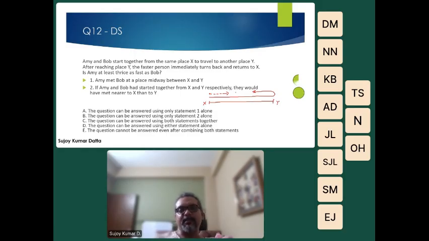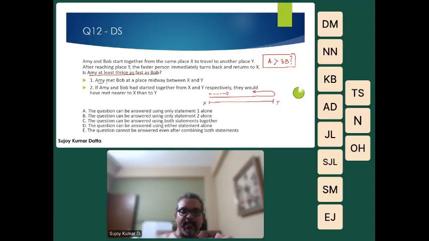Now they are asking, and we don't know who is the faster of them and who is the slower, but they're asking, is A at least thrice as fast? That means you are saying, is A greater than 3B? That is the question. Always write down clearly what the question is saying. Is A greater than 3B? That's what we need to answer.